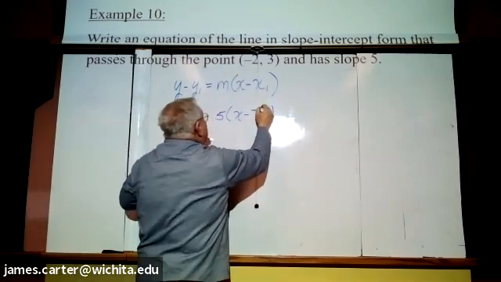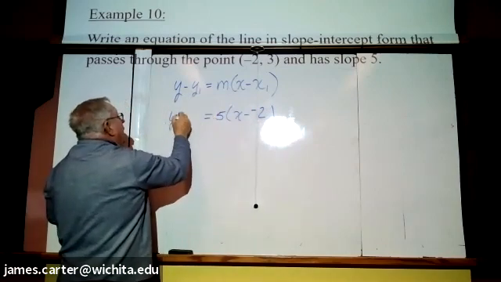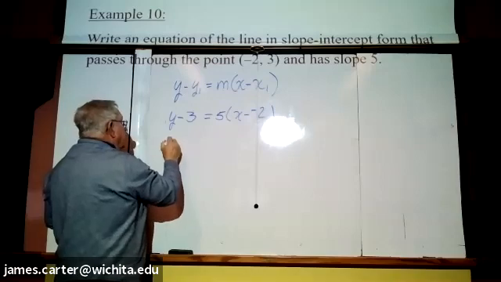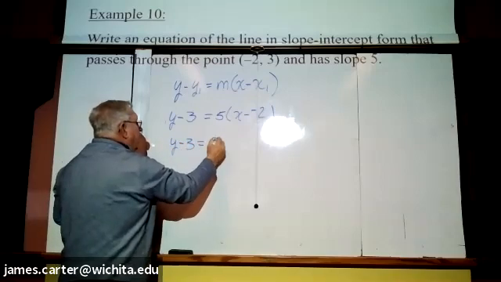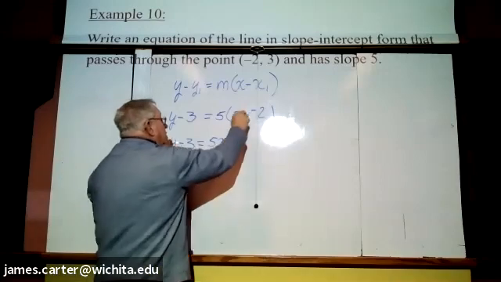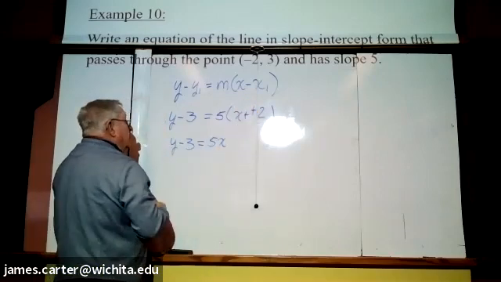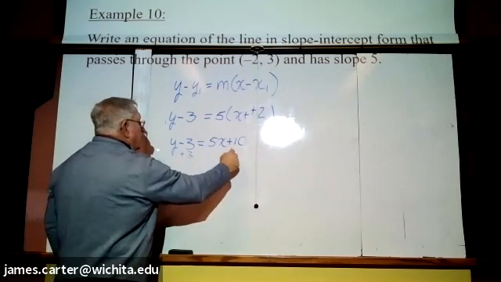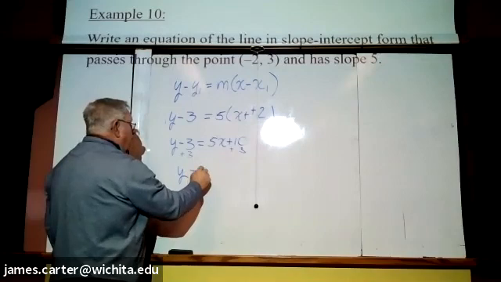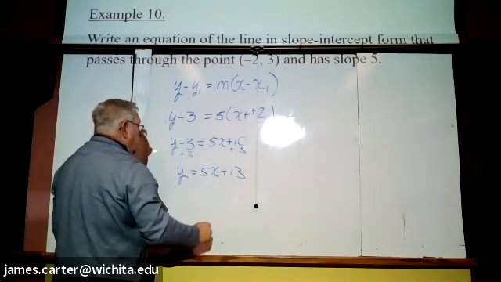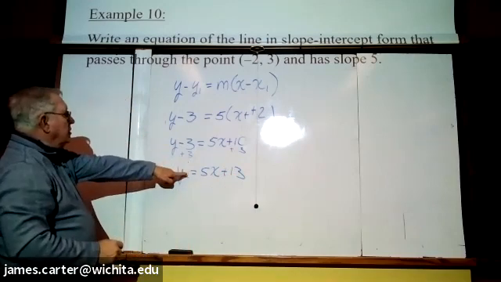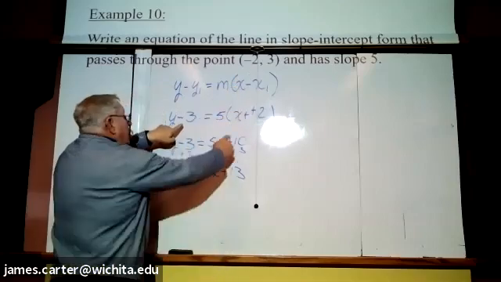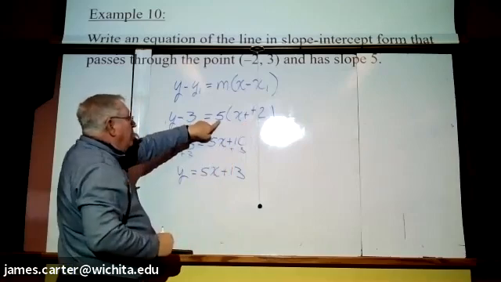The x value is -2, and y minus the y value. So we simplify this. Y minus 3 equals 5x. This becomes plus a positive, so 5 times 2 is positive 10. Now we add 3 to both sides. Y equals 5x plus 13. That is the equation of the line that goes through the point -2, -3, represented here, and has a slope of 5.